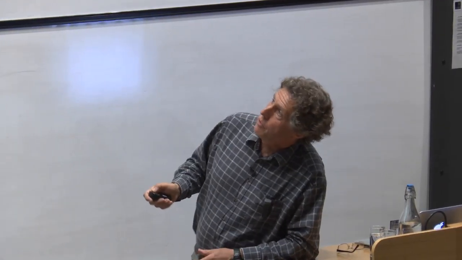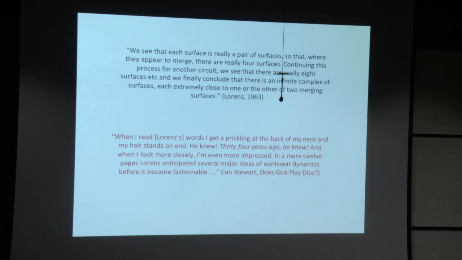And this is what Lorenz said in his 63 paper. We see that each surface is really a pair of surfaces, so that where they appear to merge, there are really four surfaces. Continuing this process for another circuit, we see there are 8 surfaces, and we finally conclude there's an infinite complex of surfaces, each extremely close to one another, or rather the two merging surfaces.